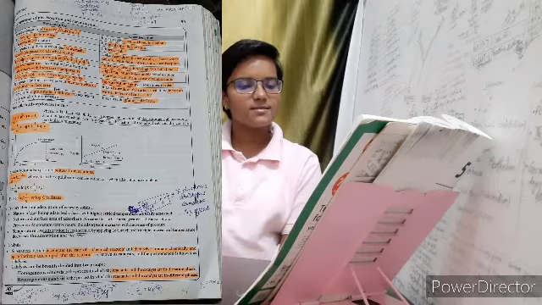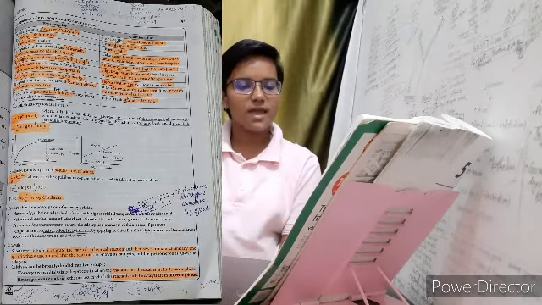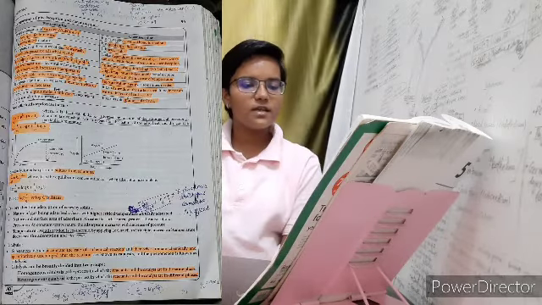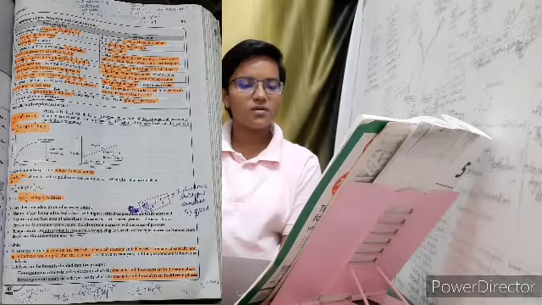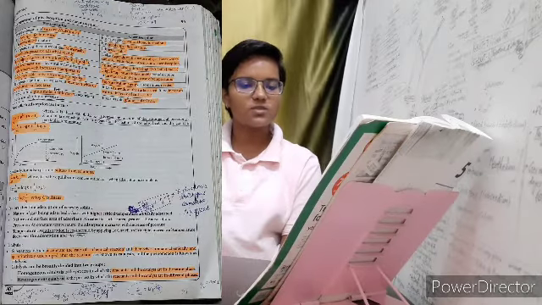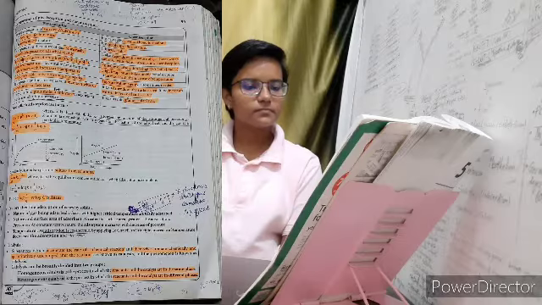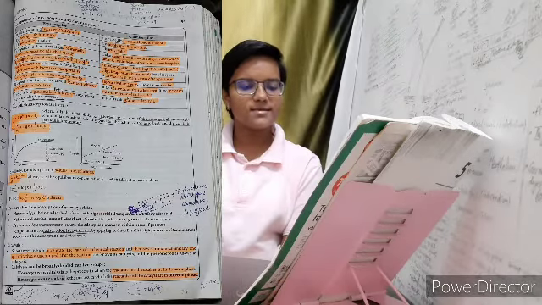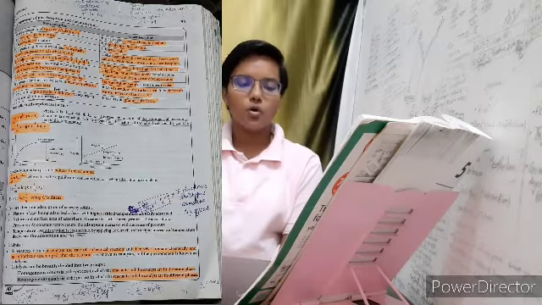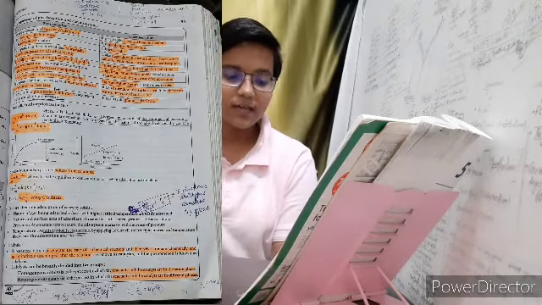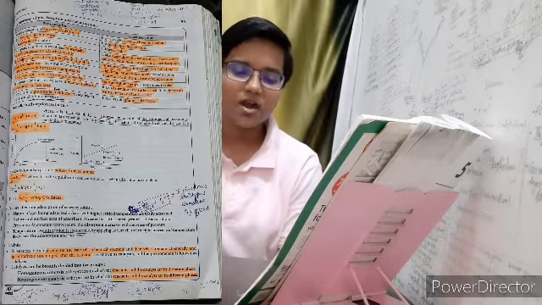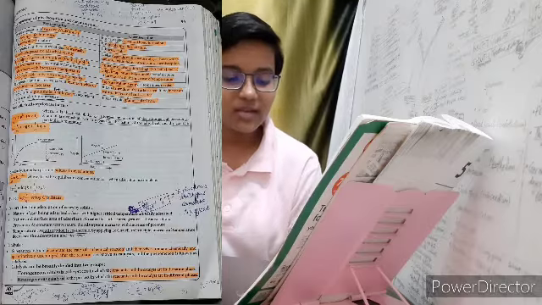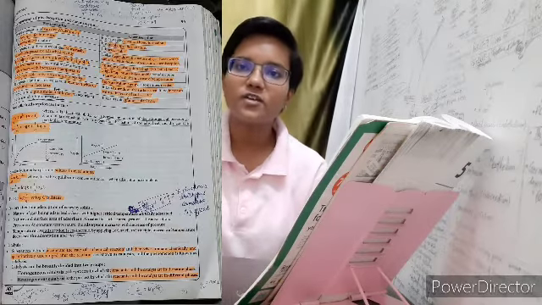Catalysis. Substances which accelerate the rate of a chemical reaction and themselves remain chemically and quantitatively unchanged after the reaction are known as catalysts, and the phenomenon is known as catalysis. Catalysis can be broadly divided into two groups: homogeneous catalysis and heterogeneous catalysis. Homogeneous catalysis is the process in which the reactants and the catalyst are in the same phase, and heterogeneous catalysis is the process in which reactants and the catalyst are in different phases.